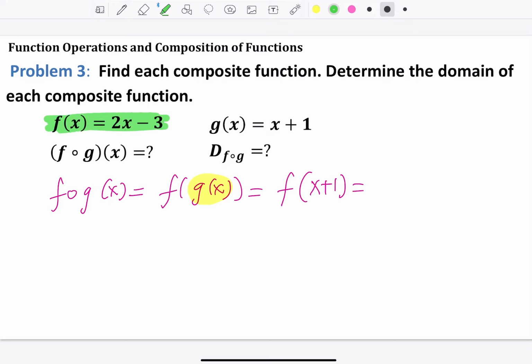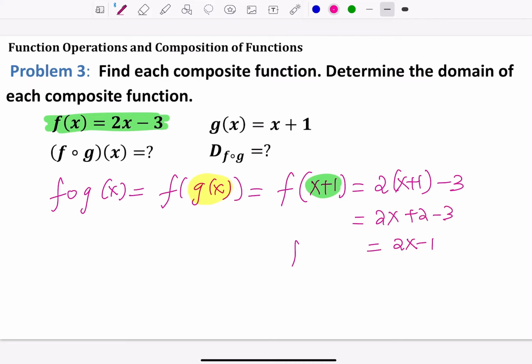What's the rule of the f function? Any input value that goes into the f function, it multiplies by 2 and subtracts 3 from it. So now my new input value going in is x plus 1. The f function is going to multiply this input value by 2 and subtract 3 from it, which is going to be 2x plus 2 minus 3, and that's 2x minus 1. So f of g of x is 2x minus 1.